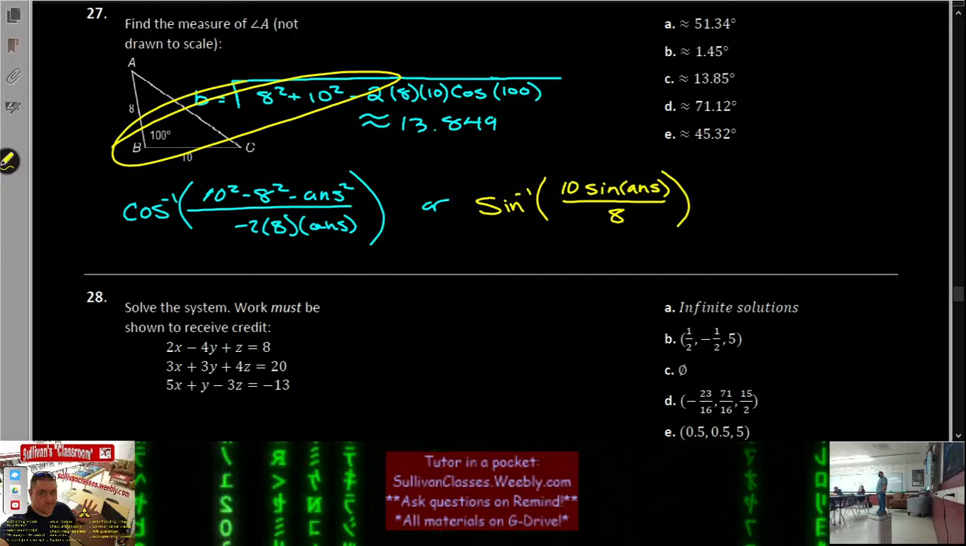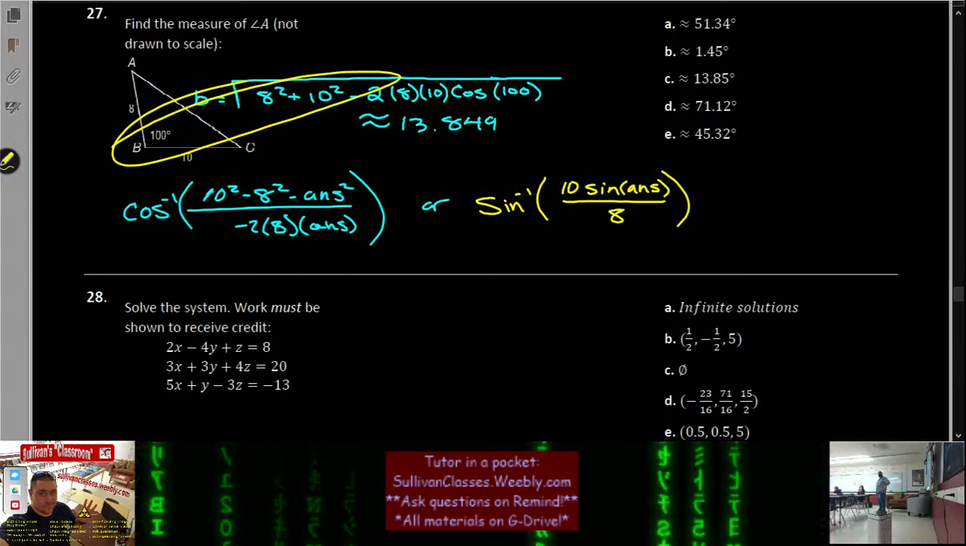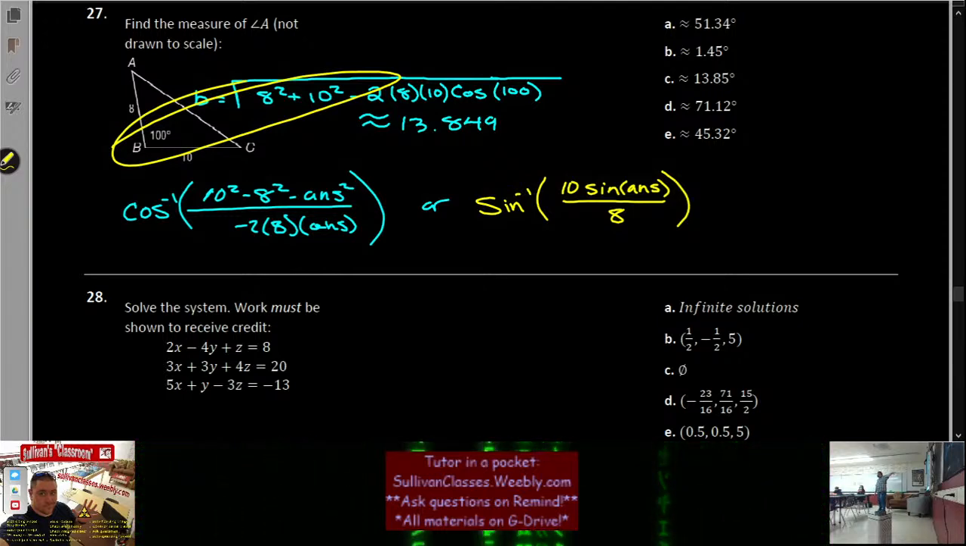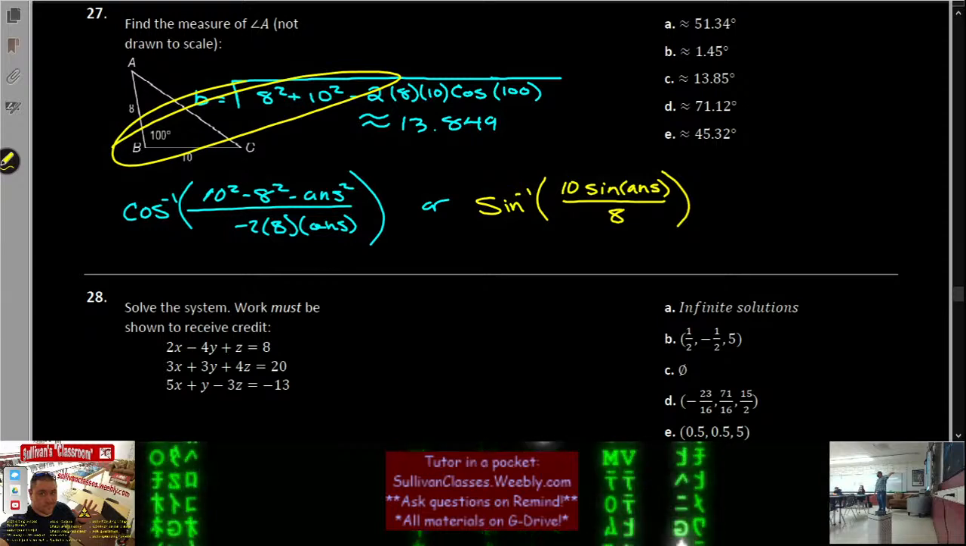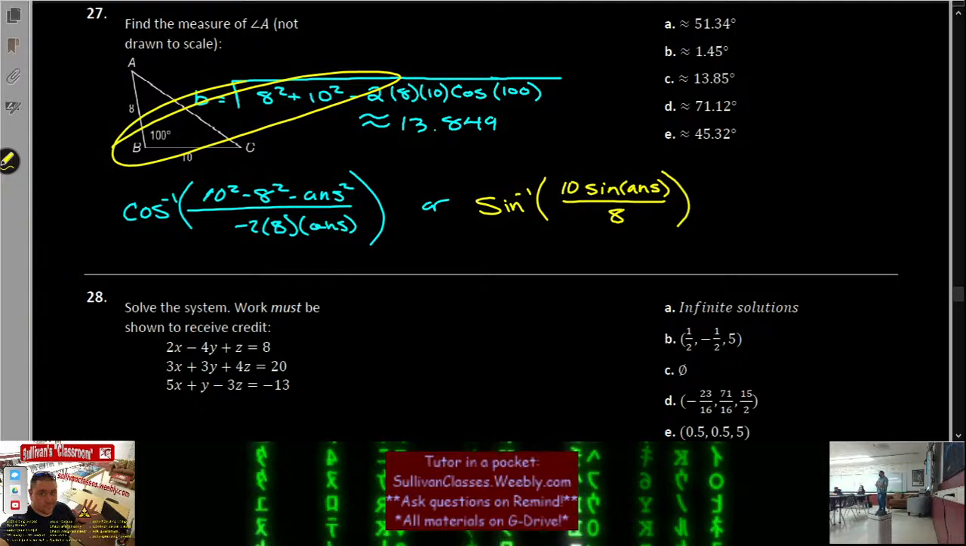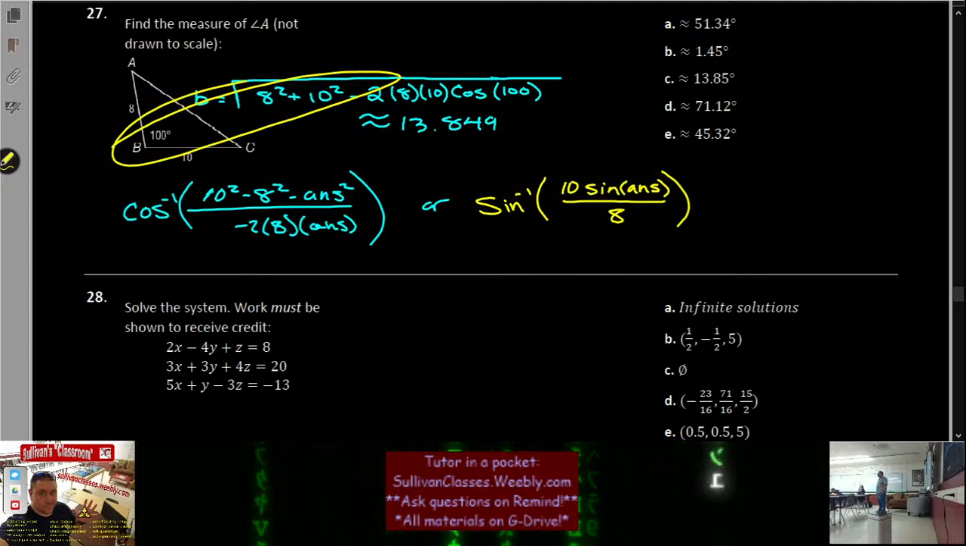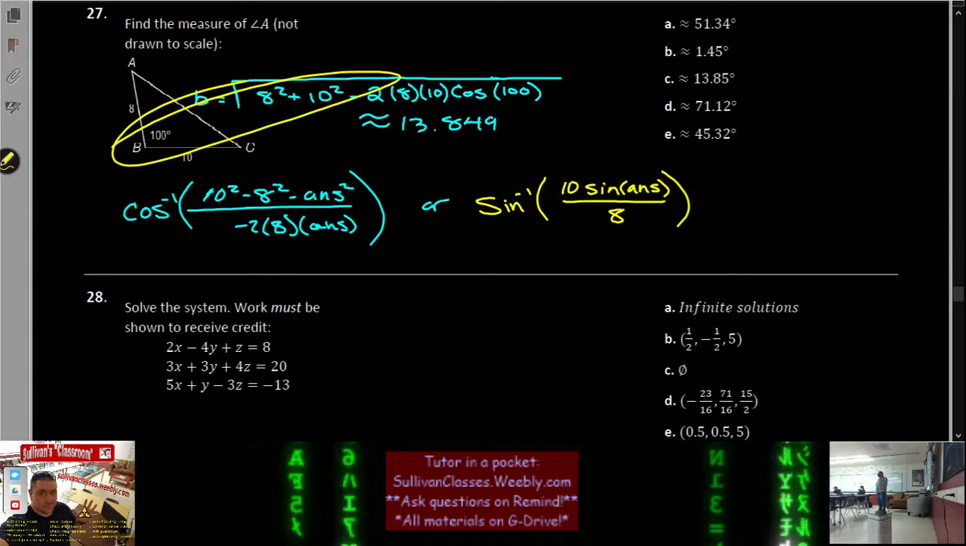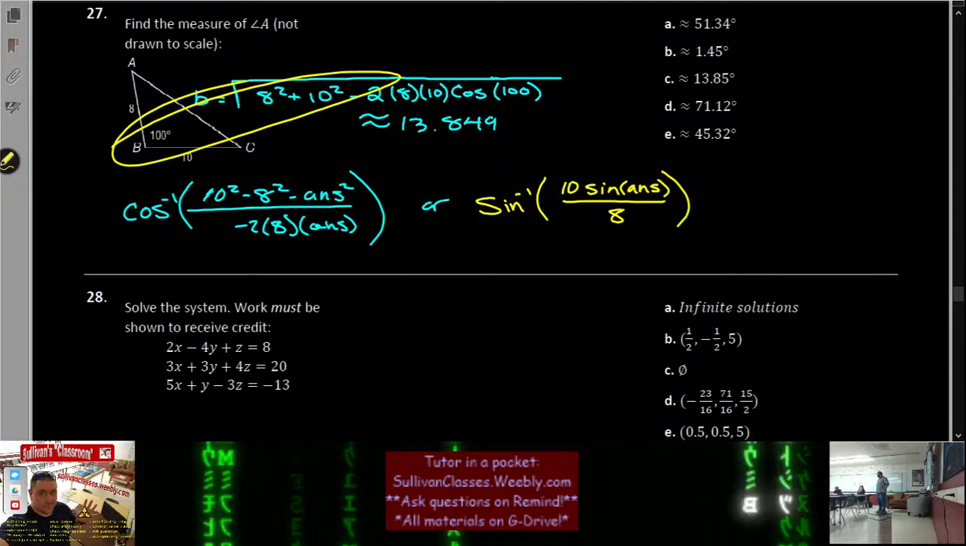If it's an acute angle, you got to be careful. But this one's got an obtuse angle. Because we started with an obtuse angle, you can't have a second triangle. Don't worry about it.